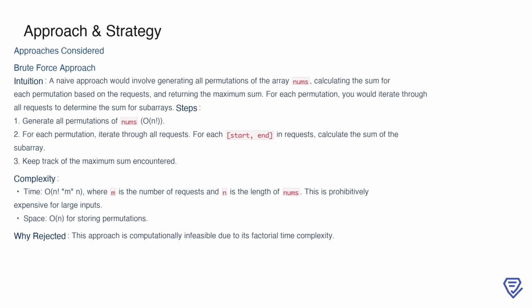With n! permutations to consider, and for each permutation iterating over m requests, the time complexity balloons to O(n! * m * n). The space requirement is also significant, as we need to store permutations. This exponential growth makes the brute force approach computationally infeasible for larger input sizes, which is why it's not a viable solution for this problem.